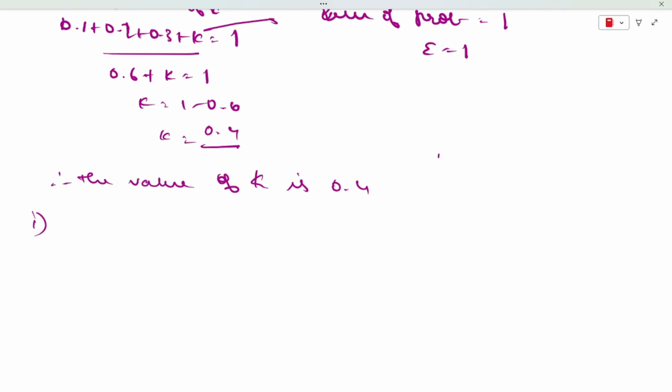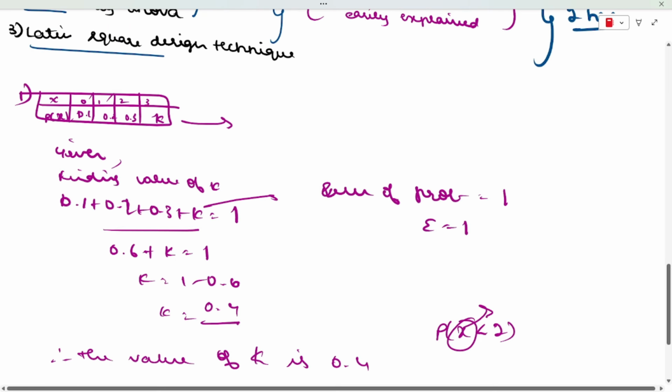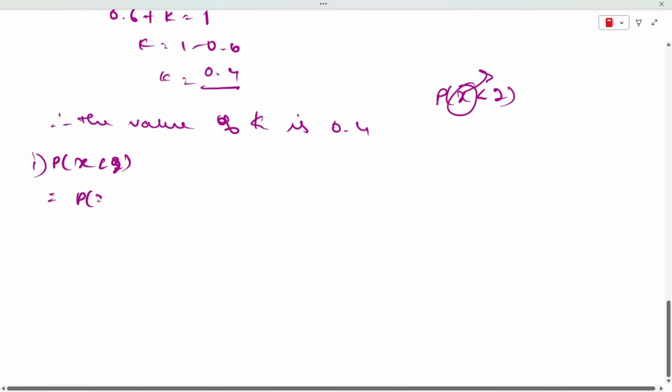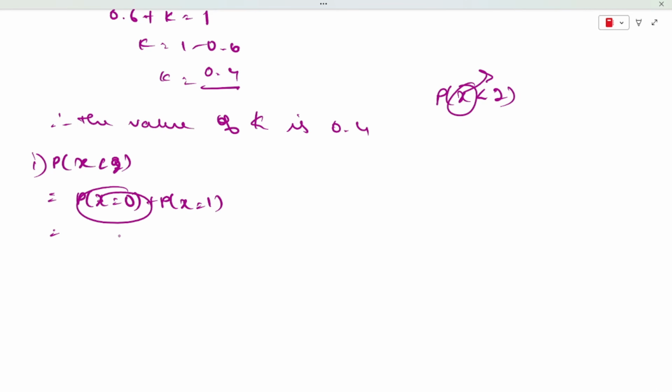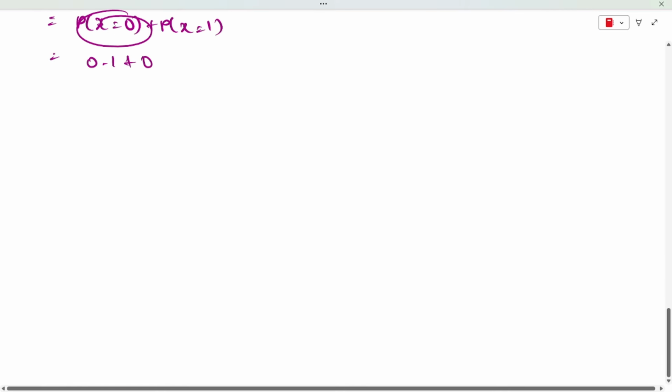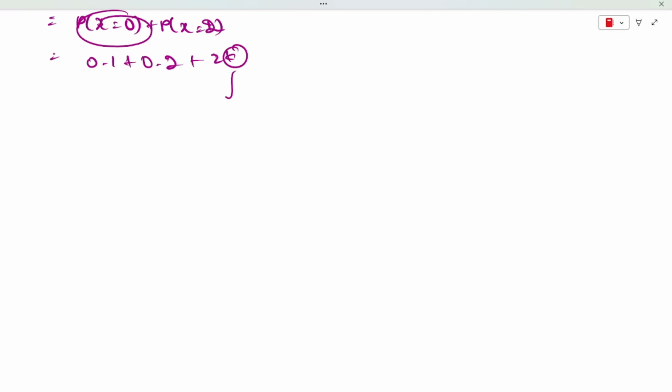Next they'll give one sub question: find the probability of x less than 2. First write probability of x less than 2. Okay, what are the probability values that come under x less than 2? x less than 2 means 1 and 0. Now what you need to write is P of x equal to 0 plus P of x equal to 1. The values you got here were 0.1 and 0.2. If they have given 2k here, you can substitute this value and write the answer. Again a sub question will be there.